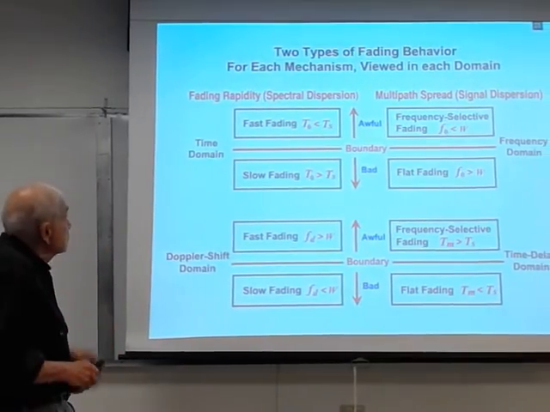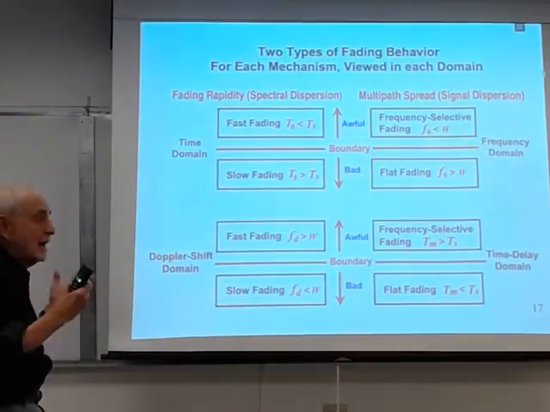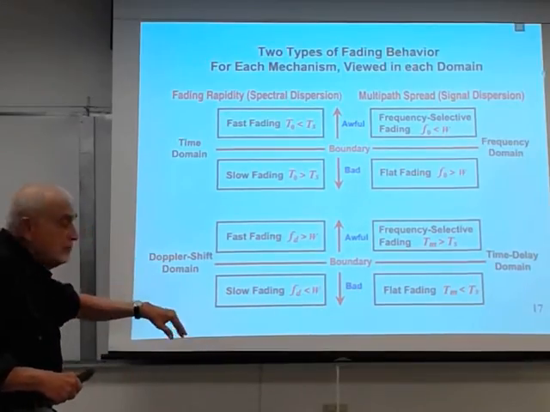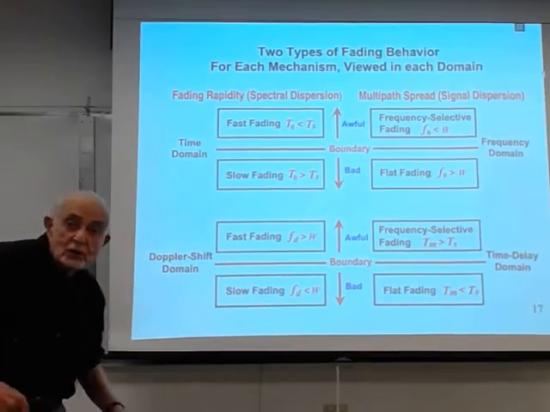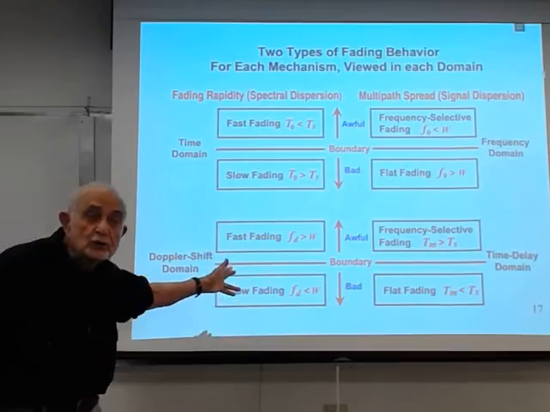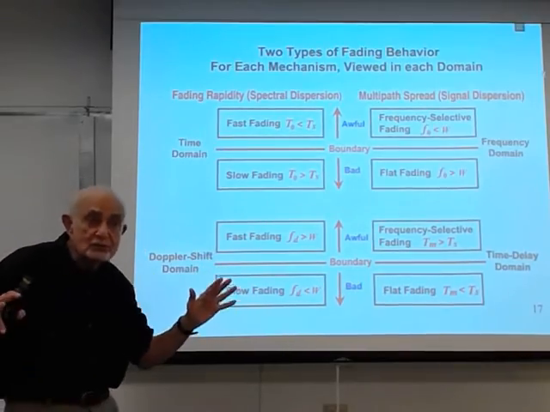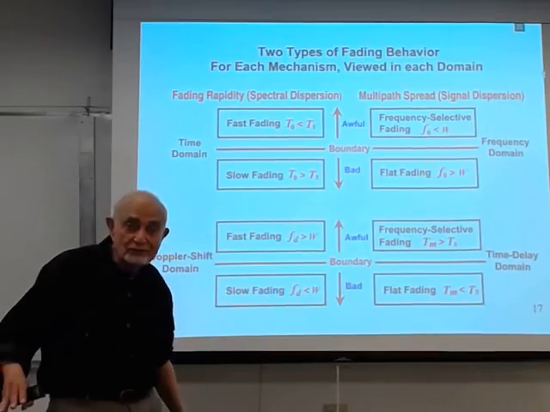Okay, so I'm now introducing something different to you. An idea of boundaries. And look, on one side of the boundary, you see things are bad. And on the other side of the boundary, they're awful. Notice, there's no such thing as fading giving you something good. Everything here is, the best you can do is to have something bad. That's the best you can do with fading.